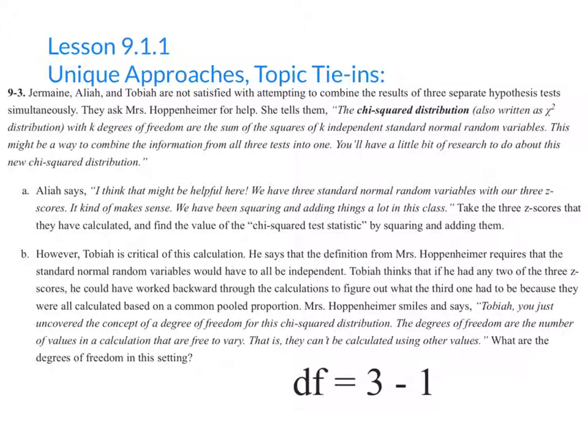Or, the alternate explanation: 3 z-scores, subtract the number of estimated parameters, being the pooled proportion, were used when finding the chi-squared test statistic. The rows and columns approach to finding degrees of freedom is explored in Lesson 9.2.1.